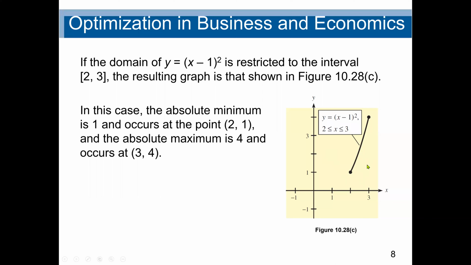decreasing to increasing. But absolute minimum is just the minimum point in the graph when we consider y. See, the lowest point for y is when x is 2, y is 1. The highest will be when x is 3, y is somewhere around 4. So that will be the absolute maximum, then the absolute minimum.